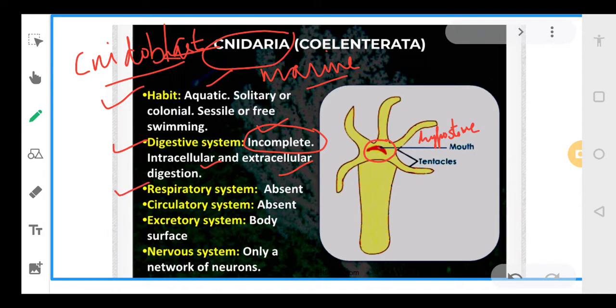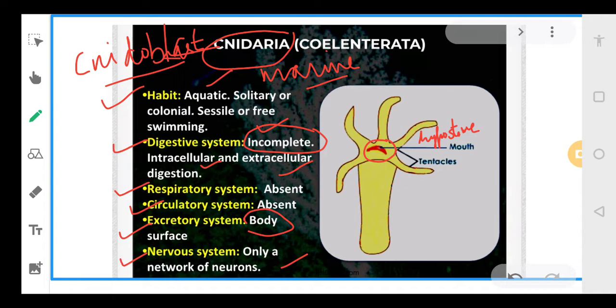The respiratory system is absent, the circulatory system is absent, and excretion, that is the removal of waste materials, occurs through the body surface. In the nervous system, they do not have a true nervous system, but only a network of neurons present inside them, and that represents their nervous system, right?